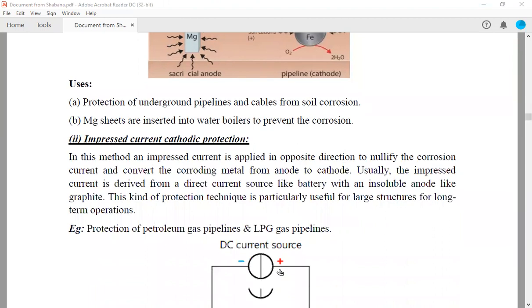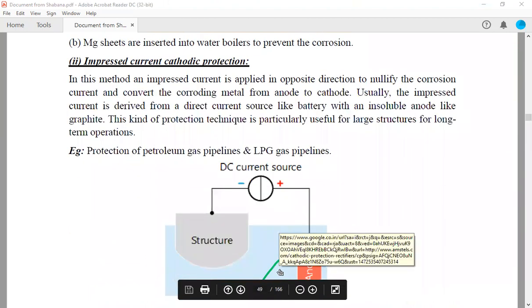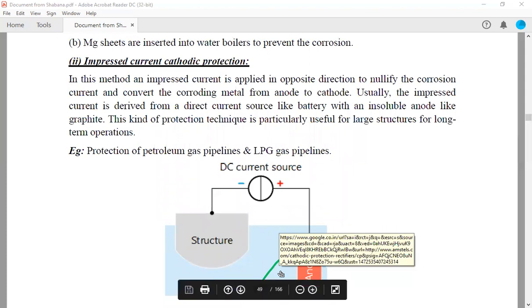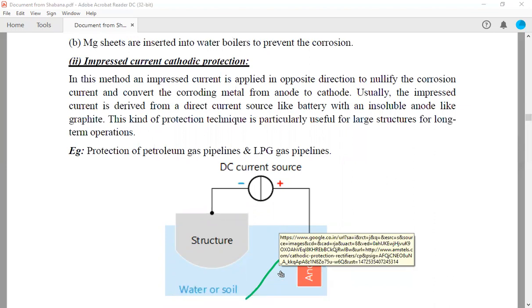Next, coming to the second method, which is known as the impressed current cathodic method. In this method, an impressed current, slightly more than the corrosion current, is applied in the opposite direction to nullify the corrosion current, producing a reverse cell reaction. Thus, the anodic corroding metal becomes cathodic and is protected from corrosion.